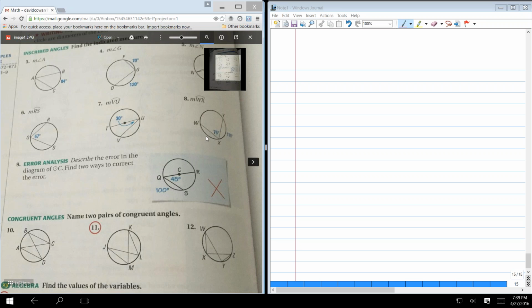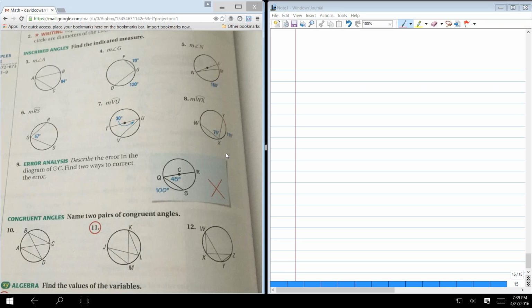And they want the measurement of WX. Okay. So 75 times 2 would be, let me think, 75 times 2.